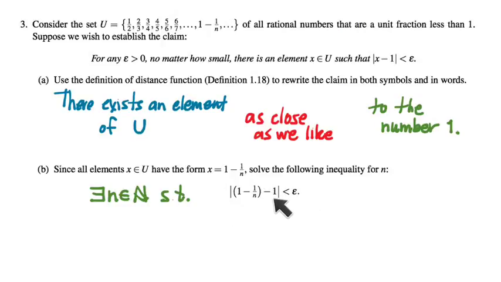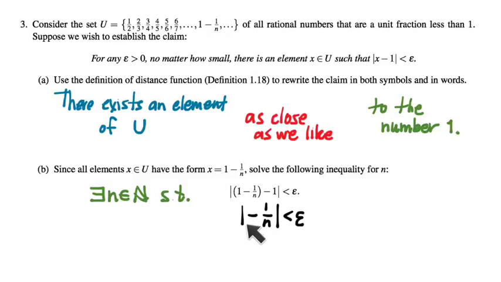So then we come inside the absolute value and simplify what we have. In here, the 1 minus 1 cancel one another out, so what we're left with is the absolute value of minus 1 over n is less than epsilon.